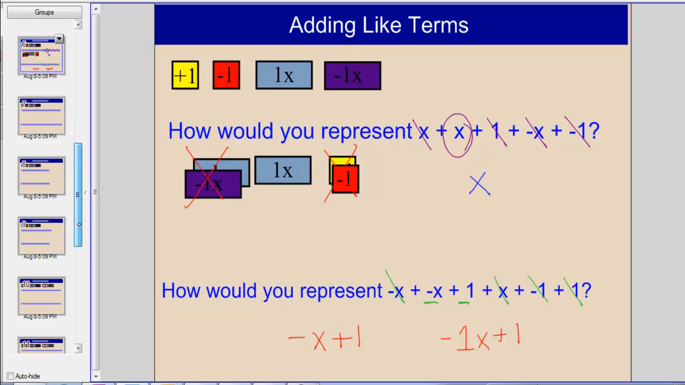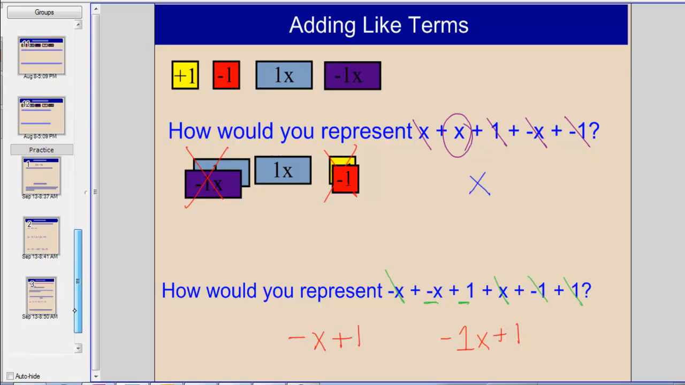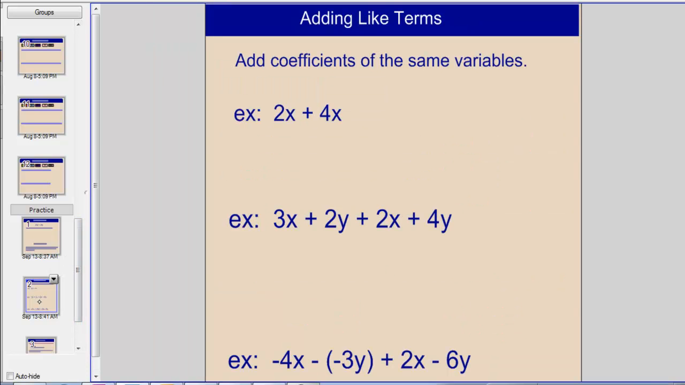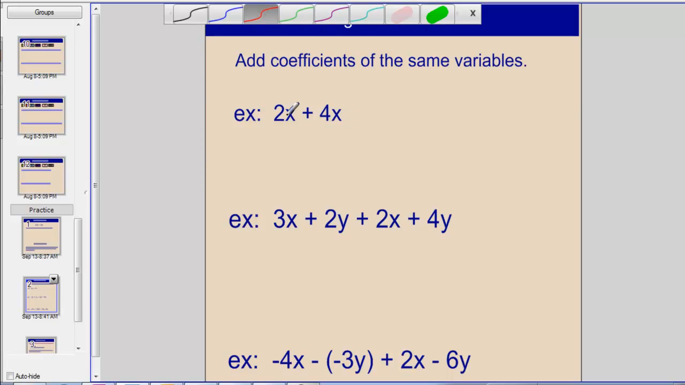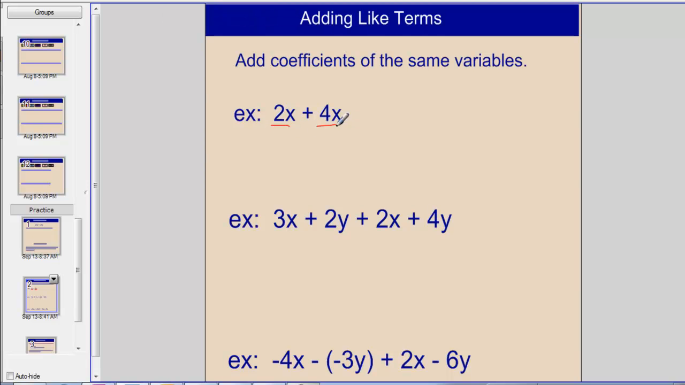So now let's move on and do some more challenging problems. So let's say we have a problem like this, 2x plus 4x. Let's apply what we've learned. We would go through and we would add the coefficients and keep the x. So what would that equal? 6x. We actually did this problem as our very first example.